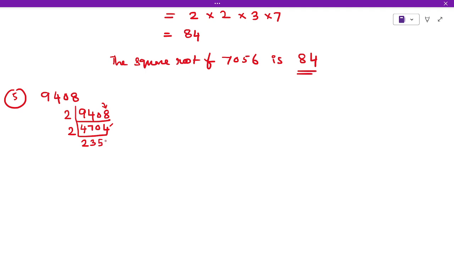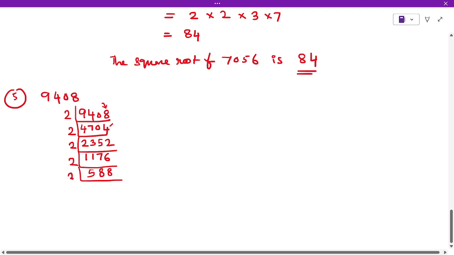Again it is an even number, the unit digit. 2 1s are 2, 2 7s are 14, 2 6s are 12. Again 2 5s are 10. 2 8s are 16. Clear? So 2 2s are 4, 2 9s are 18, 2 4s are 8.